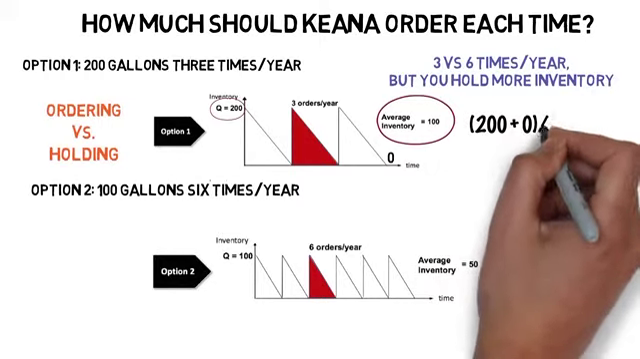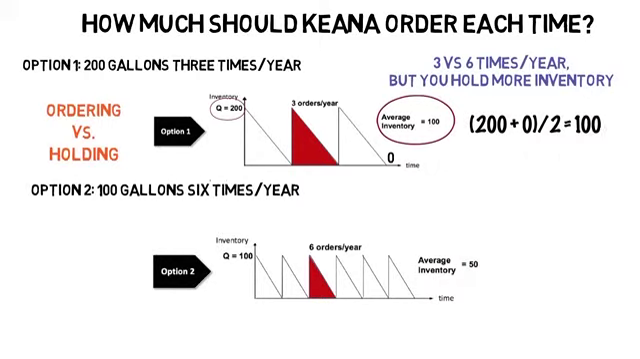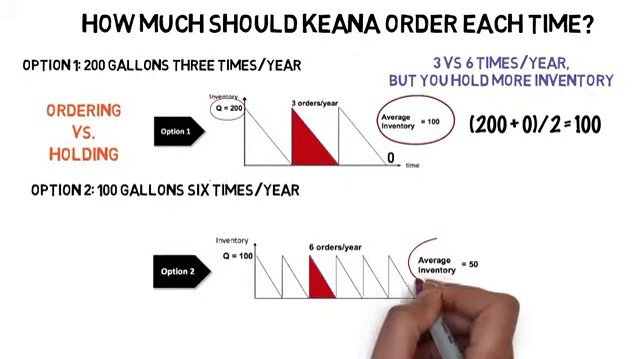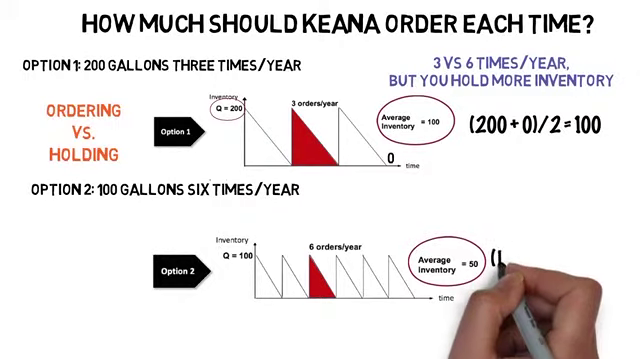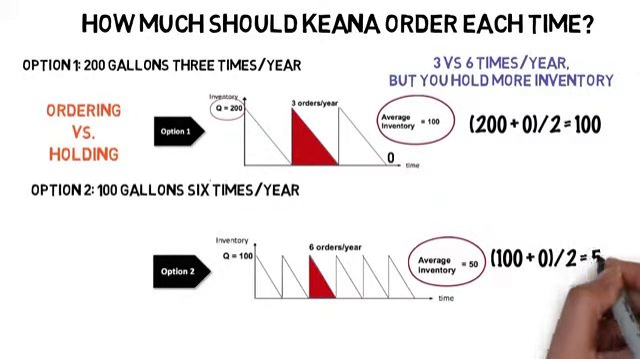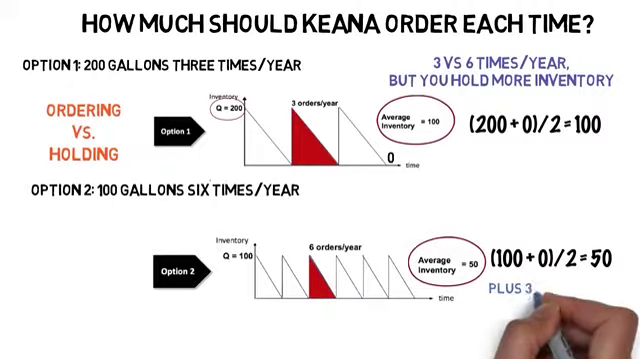That means your average inventory is equal to your beginning inventory plus your ending inventory divided by 2. In option 2, your average inventory will be 50 gallons. That's 100 plus 0 divided by 2. Of course, you now have to place 3 more orders than in option 1.